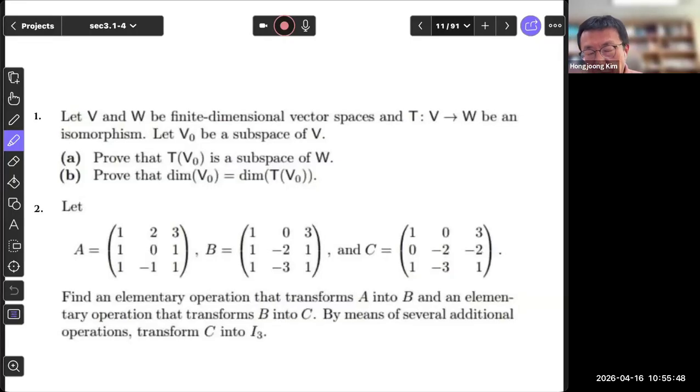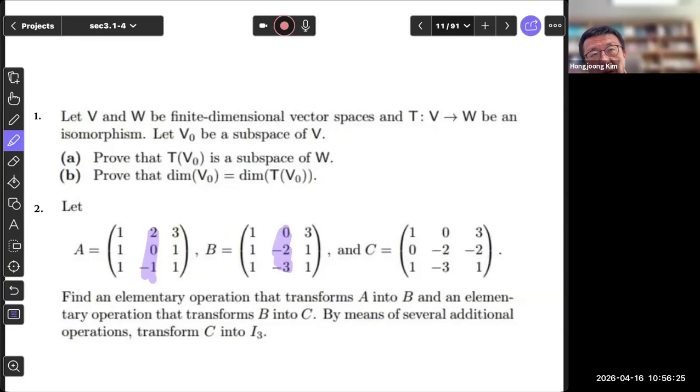Okay, so you can check problem number one, and actually let us look at problem number two. Suppose that I have these three matrices A, B, and C, and find an elementary matrix that transforms A into B. Now, how do I obtain B from A? What's the difference between A and B? The first columns are the same, the third columns are the same, but only the second columns are different.